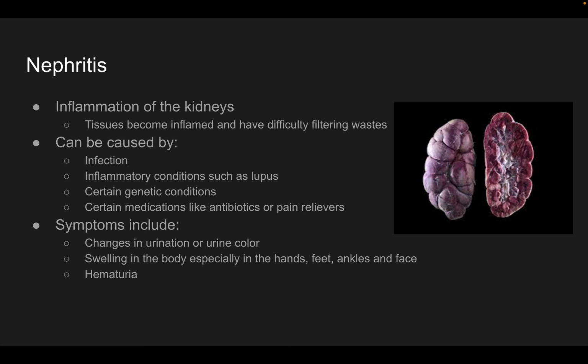What can cause this? Could be an actual infection of the kidney. Could be different types of inflammatory conditions, such as lupus, or genetic conditions. And there are actually some medications that can cause this as well. What this can lead to is changes in urine color. Might even see hematuria, blood in the urine. But a lot of times, since the kidneys can't do their job, there's going to be an overload of liquid in the body. So you're going to see swelling in different places, especially the extremities, hands, feet, ankles, and face, as the body gets backed up with fluid.